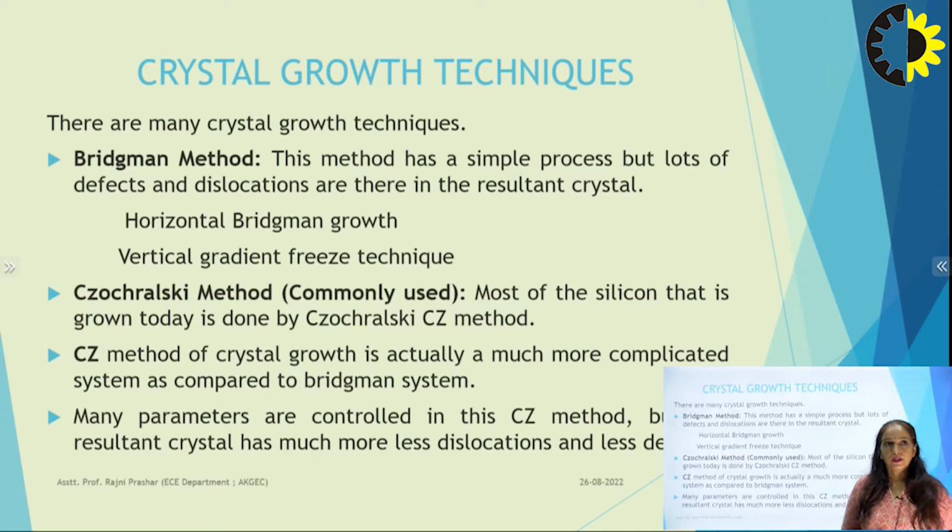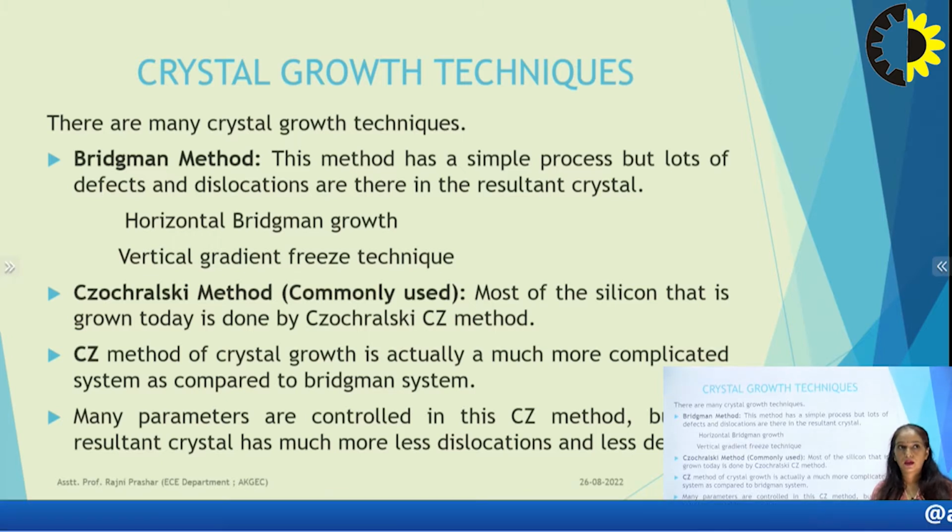Basically there are two techniques which are commonly used for crystal growth. The first one is the Bridgman method. It is a very simple process, but has a lot of defects and dislocations in the resultant crystal. This Bridgman method can be classified into two parts: one is the horizontal Bridgman technique and the second one is the vertical gradient freeze technique.